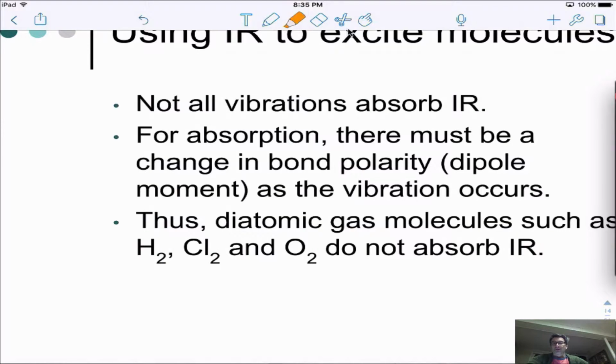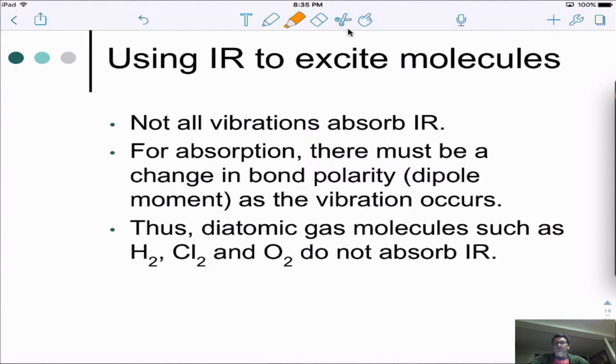So not all of the vibrations that you will see are going to actually absorb infrared. There has to be some kind of change in the bond polarity. And as this vibration occurs, if there's a change in the bond polarity, if there's a dipole moment that can form or be exaggerated, then you'll have this absorption of IR light. If you have a diatomic molecule, you're not going to see this. And so they're using this in organic compounds that either have a very minimal polarity that can be exaggerated or bonds that are polar, like a C double bonded O.